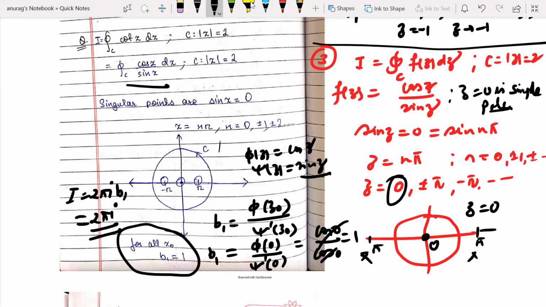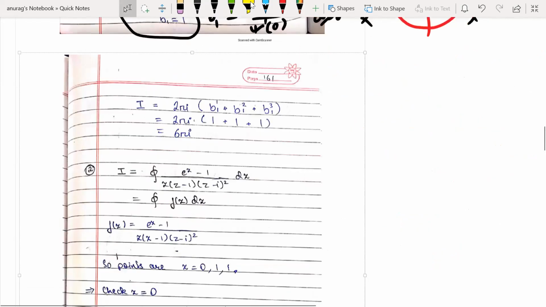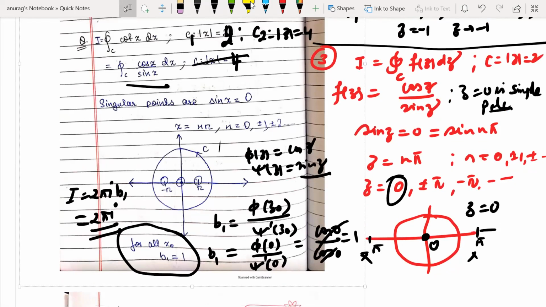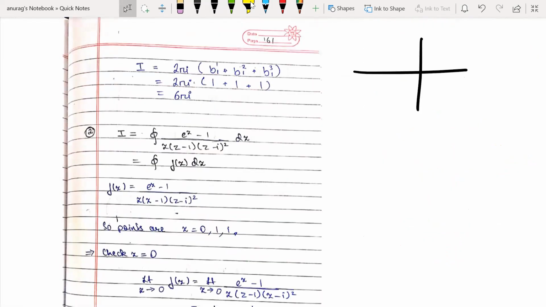So if you are taking mod z, actually you need 4. Then you can see that more than one singular point lies inside. It is actually 4 in the question. It should be 4 actually. Then if it is 4, take two cases: mod z equal to 2 and then mod z equal to 4. If mod z equal to 4, my dear students, then pi and minus pi both will lie inside. In the case of mod z equal to 4, pi and minus pi both lie, and even 0 will also lie. So in that case, you have to find 3 residues.